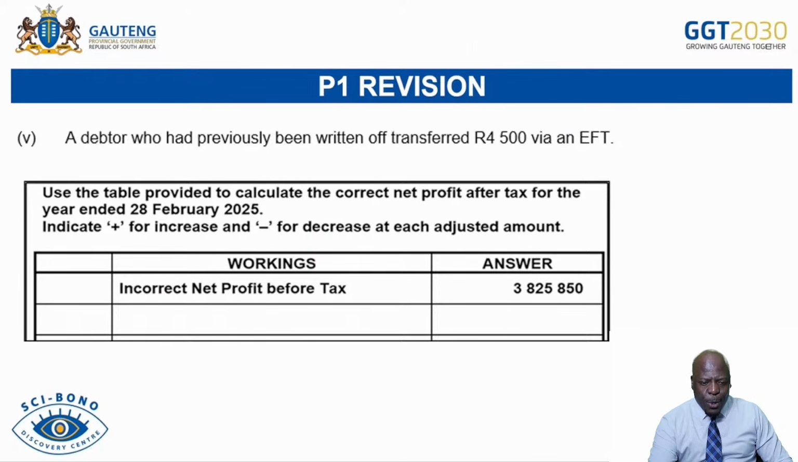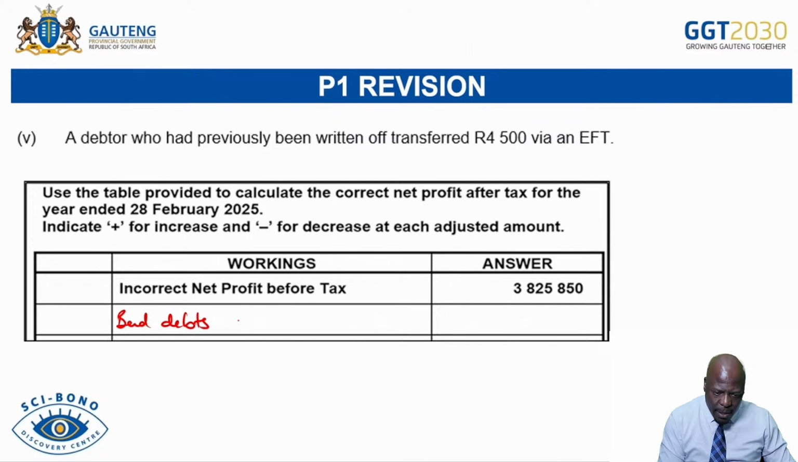a debtor who had previously been written off transferred 450 by an EFT. So if a debtor was previously written off, is then paid 450, that one we call it bad debts recovered. And that will increase our profit plus 4.5.